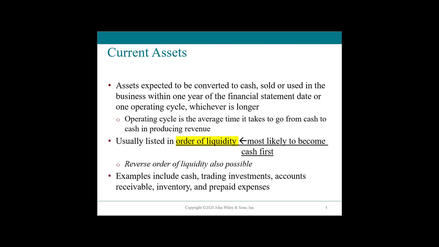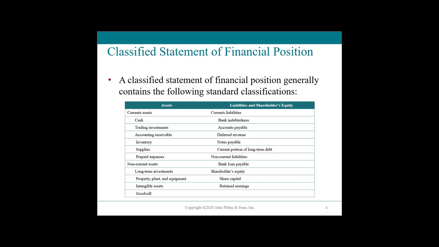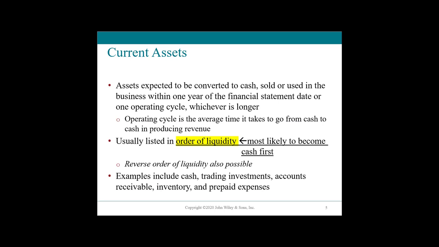Okay, so the first rule is current assets. Remember, assets equal liabilities plus equity. Let's just go back here. We're going to start here on the assets and work our way down. Current assets are assets that you are going to turn into cash in some way, shape, or form, or use within the next year.